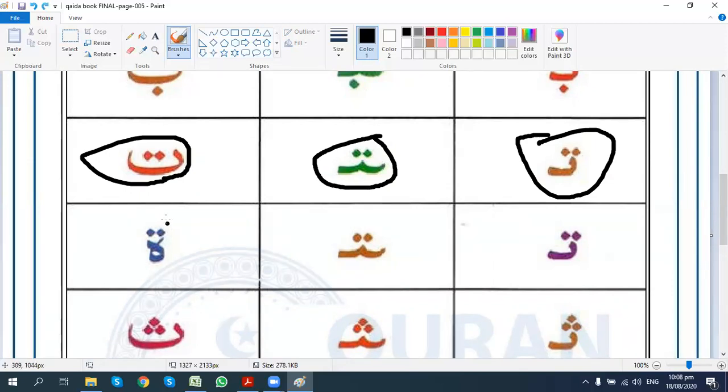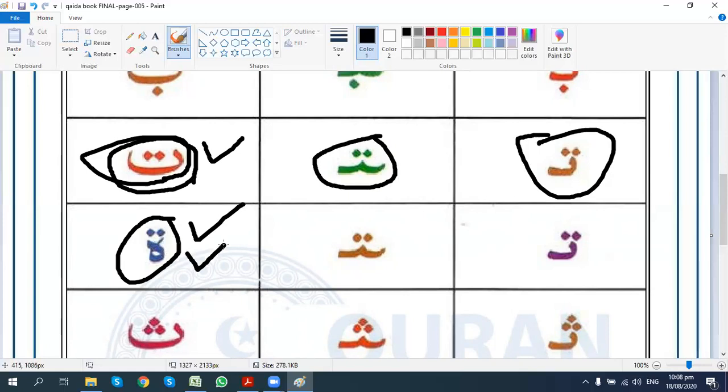Okay, so here we can tell we have two shapes of the ta. One is this one, and the second one is this one. In this stage, we will call this ta the round ta. In Arabic we call it ta marbuta, but in English we will tell our students that this is the round ta.